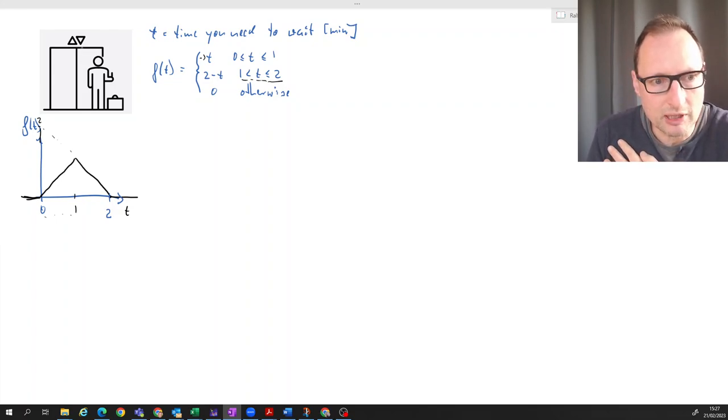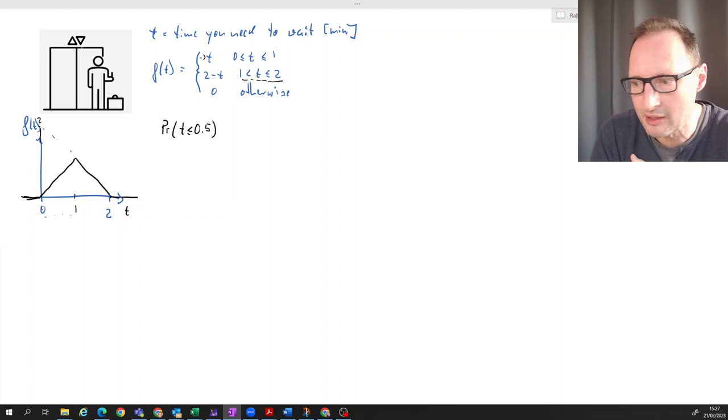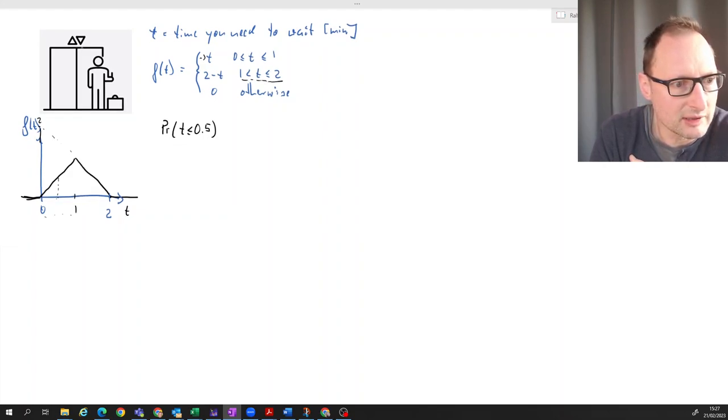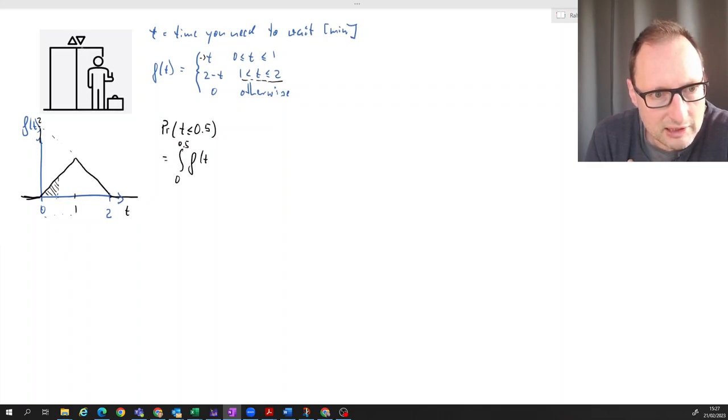So now let's say we want to calculate the probability that we have to wait less than or equal to half a minute. It's a continuous random variable, so we know it doesn't make a difference. That means graphically, we're thinking about this probability indicated by this area. Well, we have that PDF, so we can calculate this probability because that is the integral from 0 to 0.5 of our density function. And that is fairly straightforward because the density function on the interval between 0 and 0.5 is this one here. So the integral of t dt.